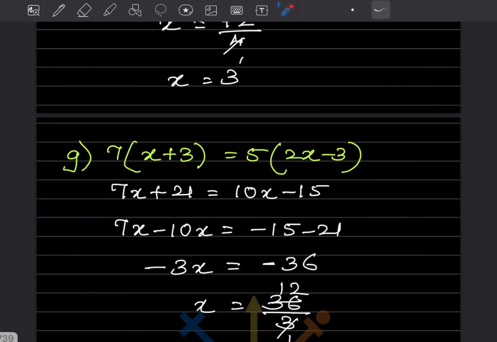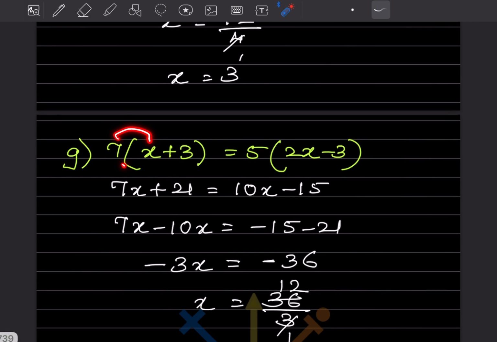Now in this case, what are we going to do? We can see the brackets over here. So this 7 is for this one as well as this. This 5 is for this as well as this one. So there is a multiplication sign in between this, which we cannot see there. But whenever there is a bracket, that means there is multiplication.